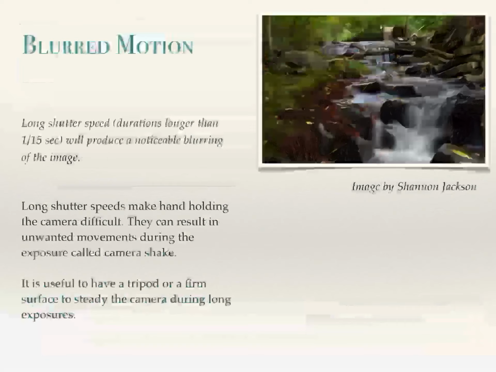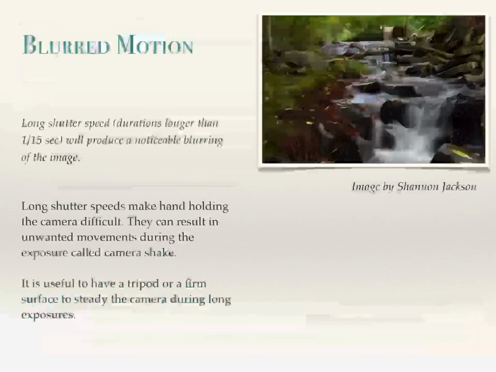Okay, now if you want to open your shutter for a very long time, like a second, 2 seconds, 3 seconds, 5 seconds, something like that, you're going to create a blurred motion image. Anything that moves in front of your camera is going to be blurry, the way that the water in this example image is blurry. You see that? Long shutter speeds, though, make it hard to hand-hold your camera.